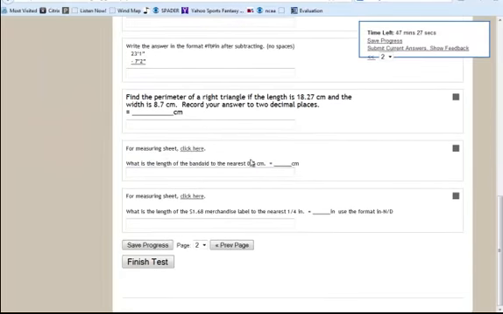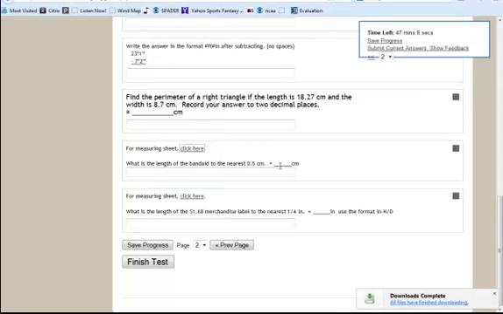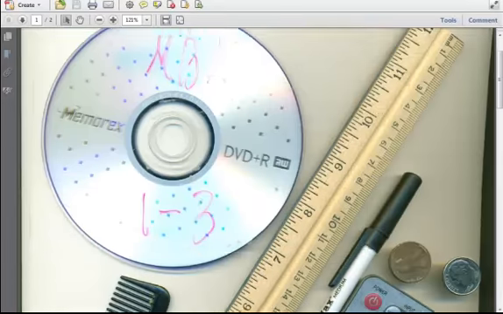Next one, you have to measure the length of the Band-Aid. It's on the back page of your printed book, if you've got the printed version. Where did it go? Is it downloading? Oh, there it is. So measure the length of the Band-Aid.